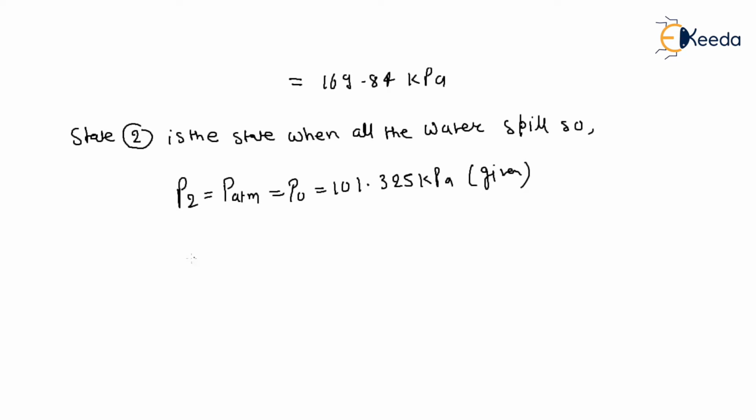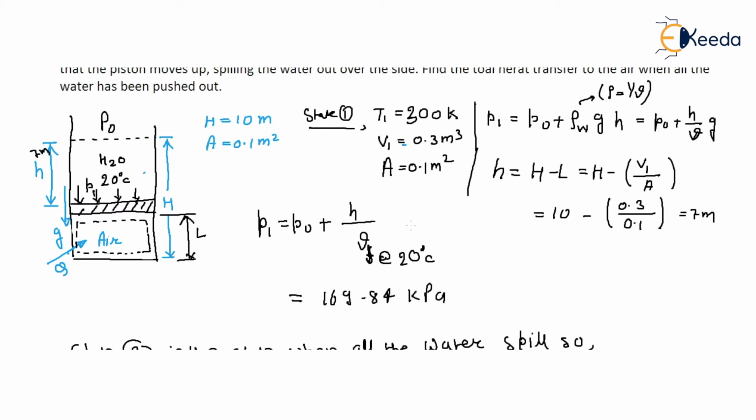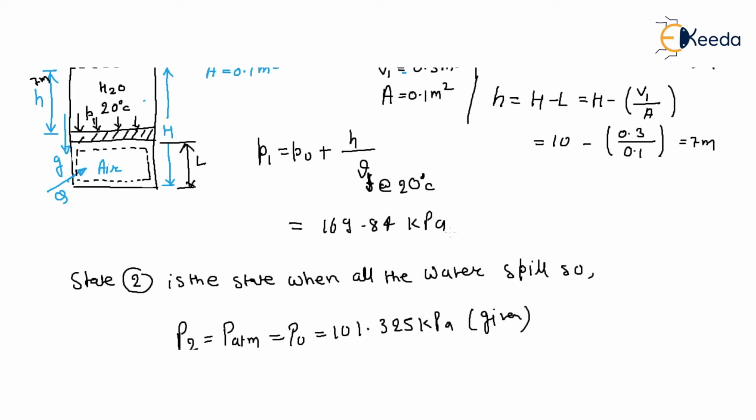And what is V2? V2 is nothing but area into total height. What is the area? 0.1. What is the height? 10. So this is 1 meter cube. So you have P1, you have P2, you have V1, you have V2. What is V1? Specific volume V1 is the specific volume of water, the specific volume of the fluid at 20 degrees centigrade from the table.